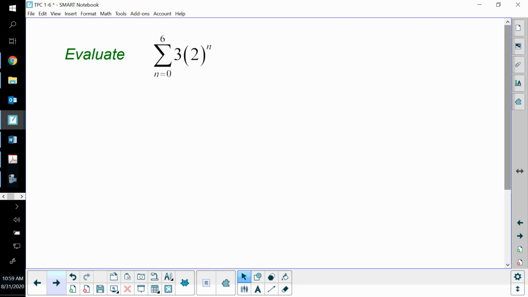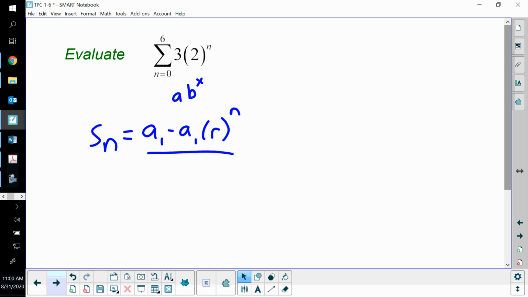So here's just another way a geometric series could be given. We know the summation symbol from the other day means you're adding. And then we know it's geometric because it's in that exponential form, a times b to the x, or a times b to the n. So we could take our formula from our reference sheet, and then we would have to figure out what each of the spots is.